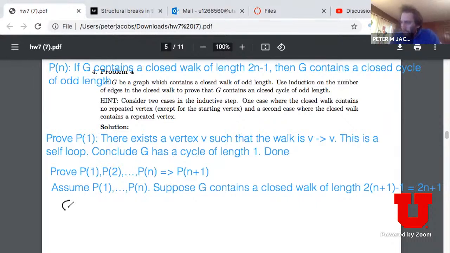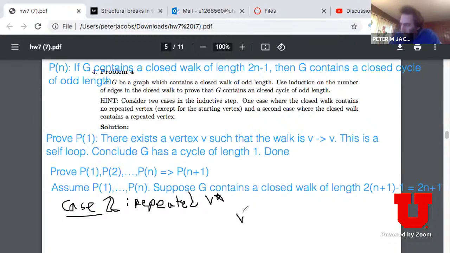So this is case 2, and that's that there is a repeated vertex. It's not the first or last vertex. So there's a repeated V star, let's call it V star, and it's not the first or last. The first and last are repeated because this is closed. It's a closed walk, but we're assuming now that there's some V star in there, and it's happening more than once. So now it might be very useful to draw a picture.